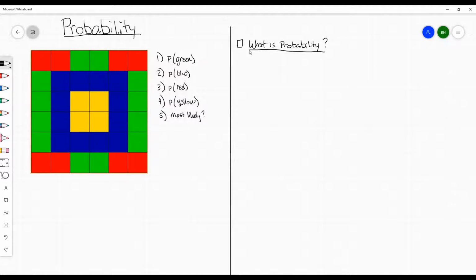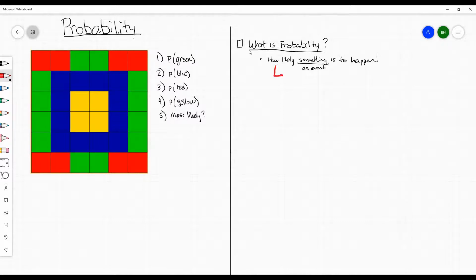The first one is, what the heck is probability? Well, the first thing we can think of is how likely something is to happen. How likely something is to happen is exactly what probability is. So every time we talk about probability, we want to see how likely something is to happen. That something is also referred to as an event. And so oftentimes we're trying to look for the probability of some event.